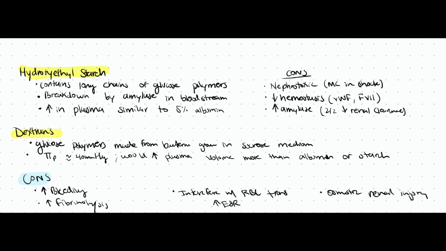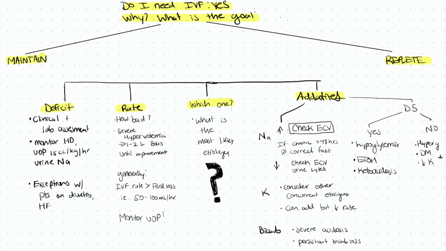They have so many cons. Hydroxyethyl starch can be nephrotoxic, can decrease hemostasis, increase amylase levels, and dextrans can increase bleeding, fibrinolysis. They can interfere with RBC transfusions, increase ESR, and even cause osmotic renal injury. In other words, probably not the answer, not really used. Don't pick it, bro.